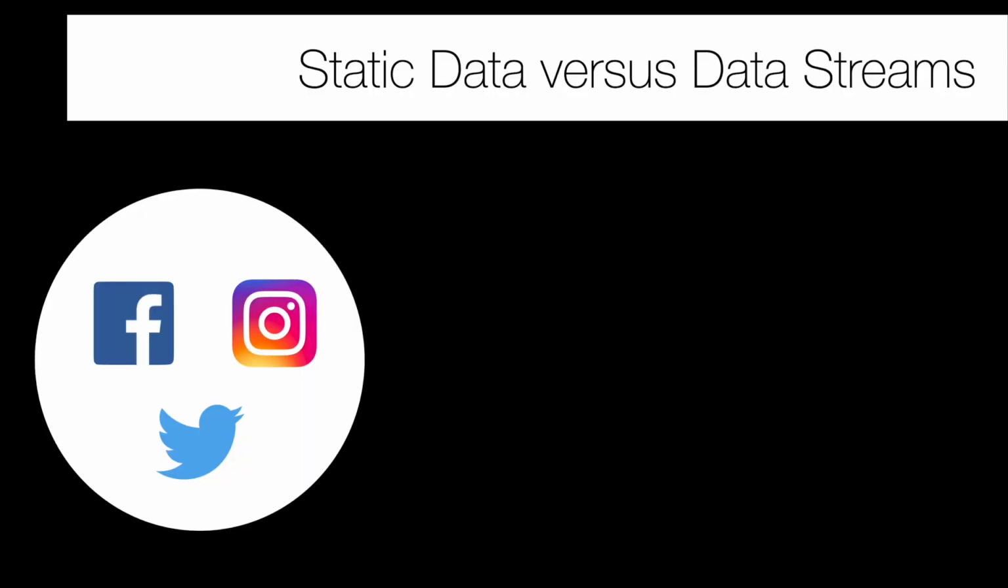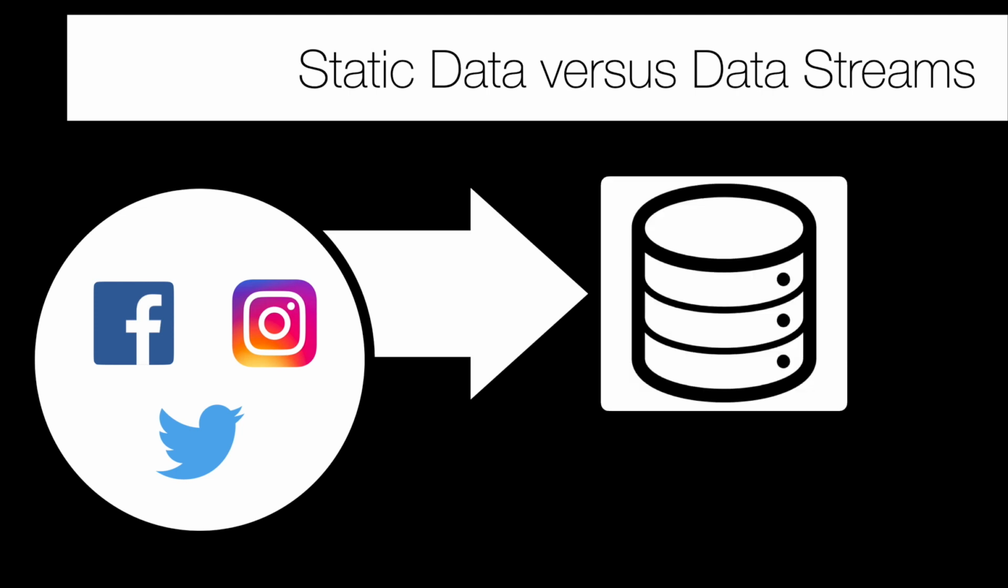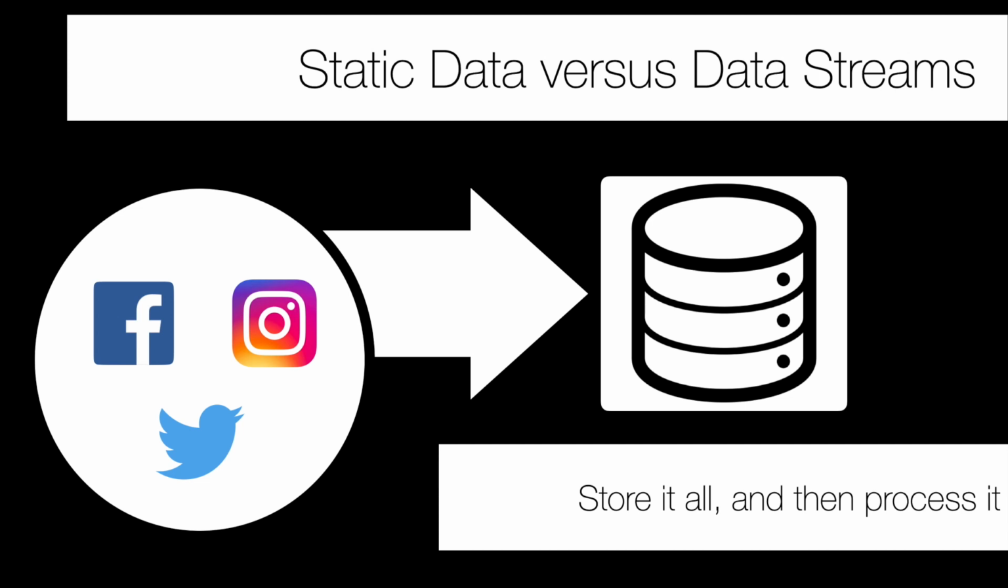With static data, when we are doing collections in social media, you may think, well, we have data from Facebook, Twitter and Instagram. We're going to do a big collection task, and we're going to store all of this in a database. And then once we've stored everything, we're going to process it. That's perfectly reasonable, but we have to understand there are some limitations here. The idea is we have all of this data, maybe it's everything that's been posted up till today, and then we're going to process it somehow.